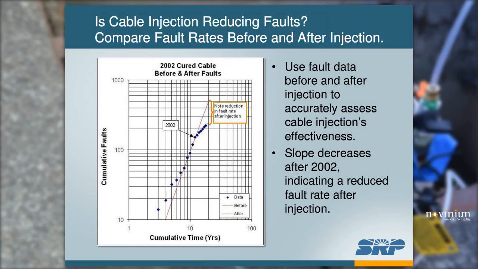And basically, you can see the slope of that line, that beta, if you will, decrease. So that tells us right there that, yes, cable injection is retarding faulting on this cable. The amount of faults it's saving us is essentially the difference between the 2 forecast lines there, the red forecast line on the before and the black on the after. So each year we can quantify the fault savings, if you will, from injection. So we know we're basically getting a bang for our buck with injection as far as retarding faults.